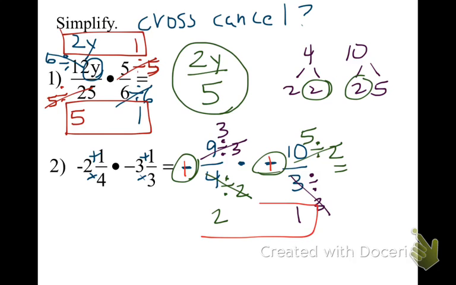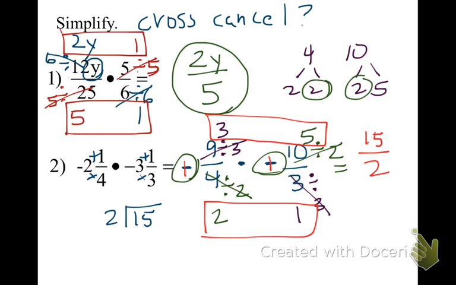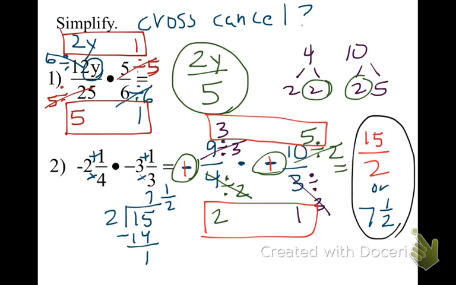Now let's see what's left over. I have 2 times 1, 3 times 5. This is going to equal 15 over 2. Remember, I really don't like improper fractions. So let's see. 2 divided into 15, 7 minus 14, I get 1. So 7 and 1/2 is going to be your answer. So those are your options.